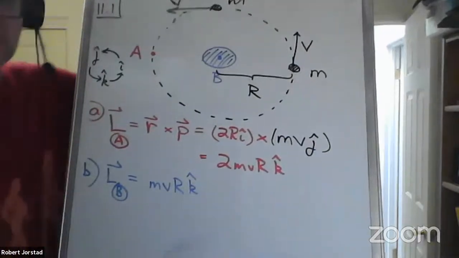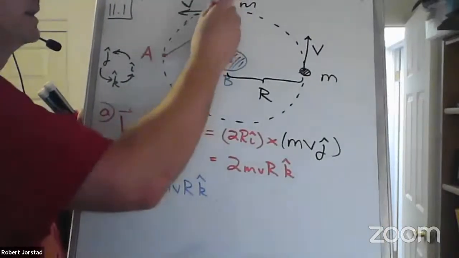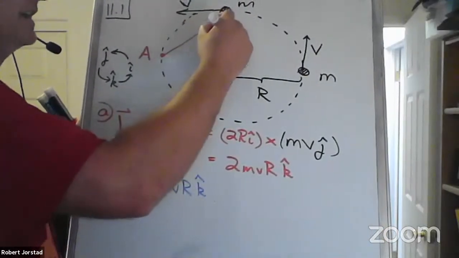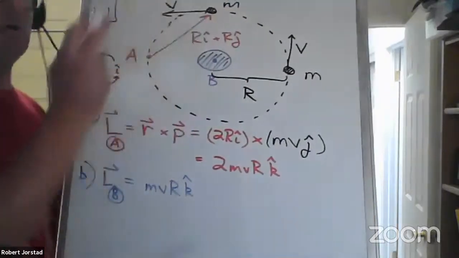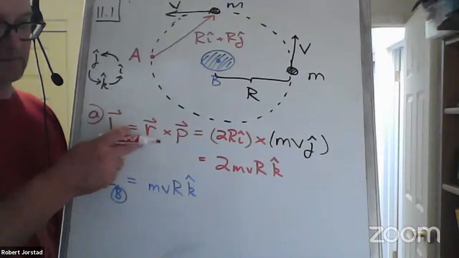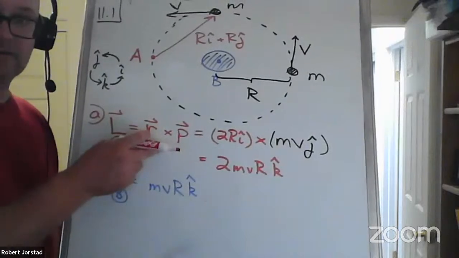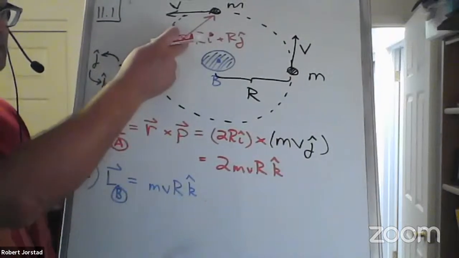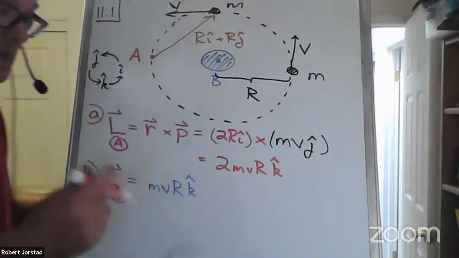Right? If I do it about this point, notice this vector becomes R in the I hat plus R in the J hat. You get a totally different R vector. Do you agree the momentum from the angular momentum in part A would be different? It's a different radius, it's different amounts of I's, and it's just going to be different.